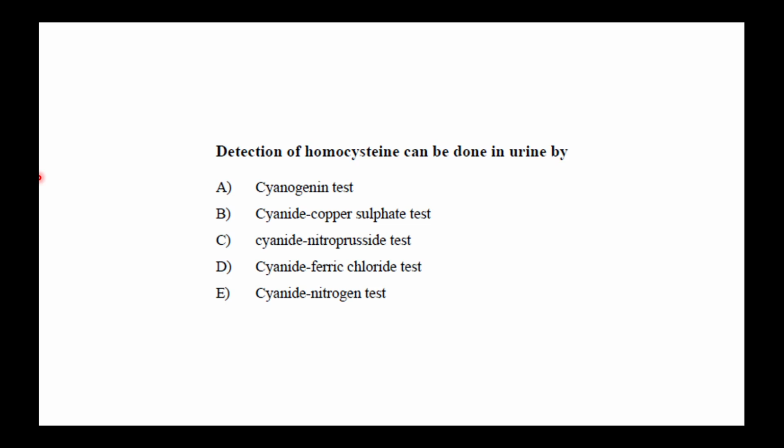Detection of homocysteine can be done in urine by option A, cyanogenin test. Option B, cyanide copper sulfate test. Option C, cyanide nitroprusside test. Option D, cyanide ferric chloride test. And option E, cyanide nitrogen test.